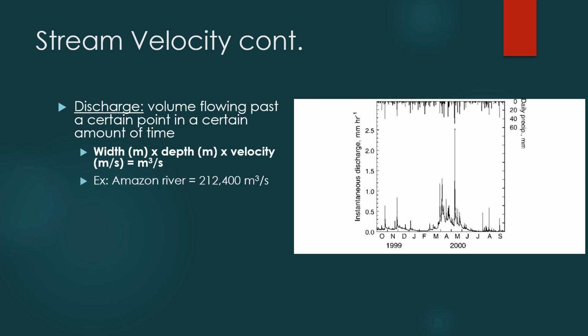An example of a river with really high discharge is the Amazon River. It has about 212,400 cubic meters flowing past a certain point in 1 second of time. That's a huge amount of water.